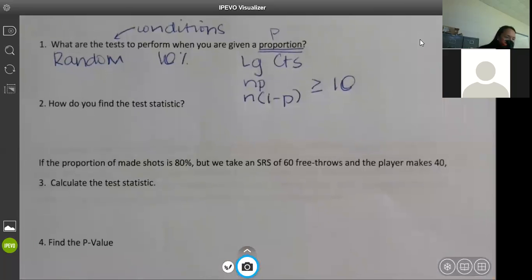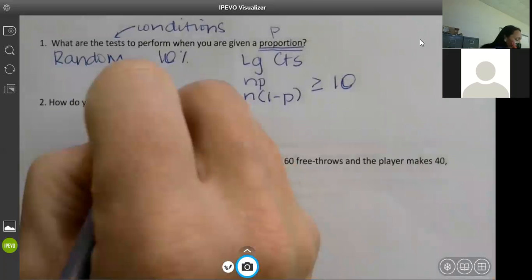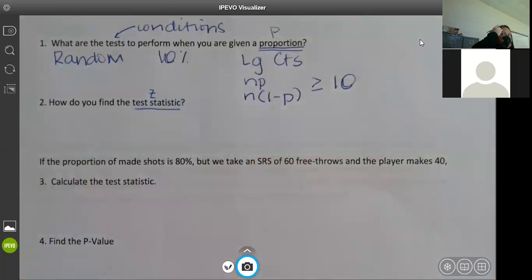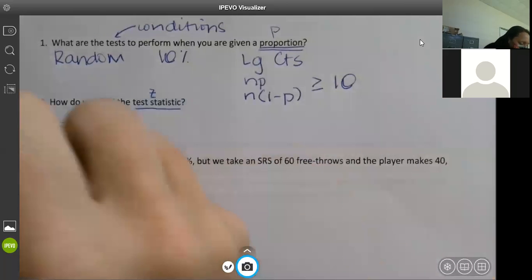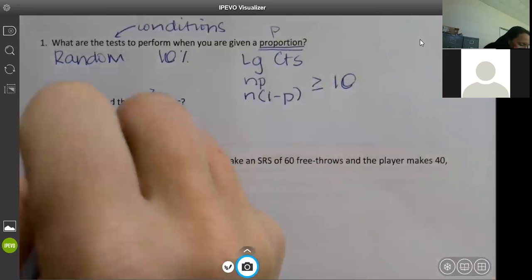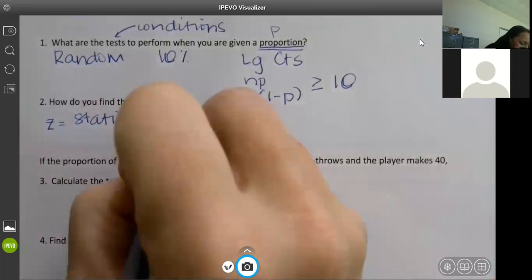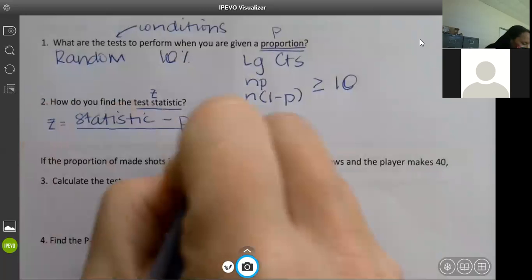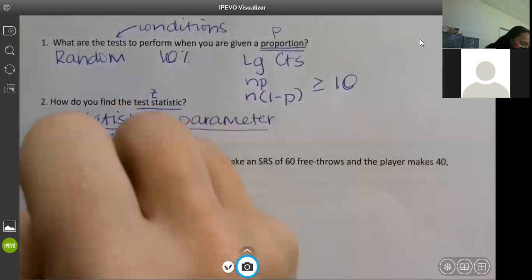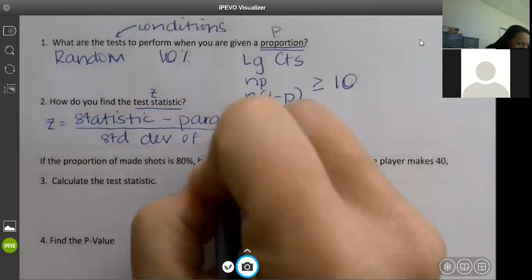So for proportions, how do you find the test statistic? Remember that the test statistic for proportion is the Z. So again, Z is for proportion. That is your statistic minus your parameter, over the standard deviation of the statistic.